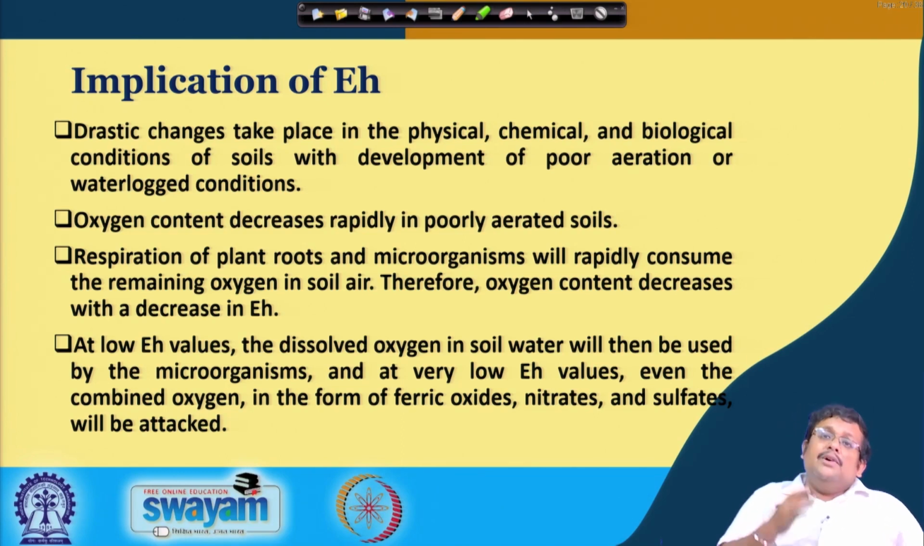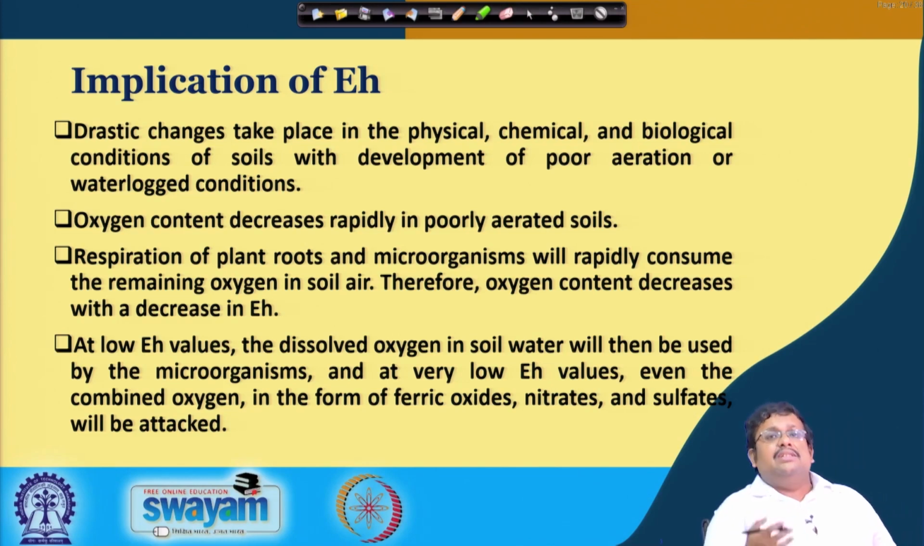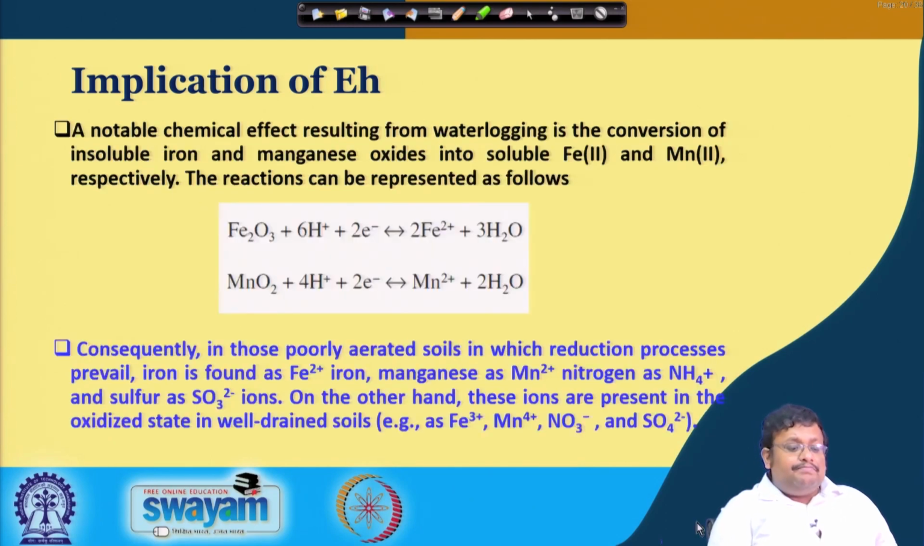So, basically, when there is no oxygen present at highly reduced condition, these nitrates and sulfates will be used as a terminal electron acceptor by the microorganisms for their survival, because they do not have oxygen over there. Okay. So, this is how these changes of redox potential show a profound influence on the chemical, biological and physical properties of the soil.